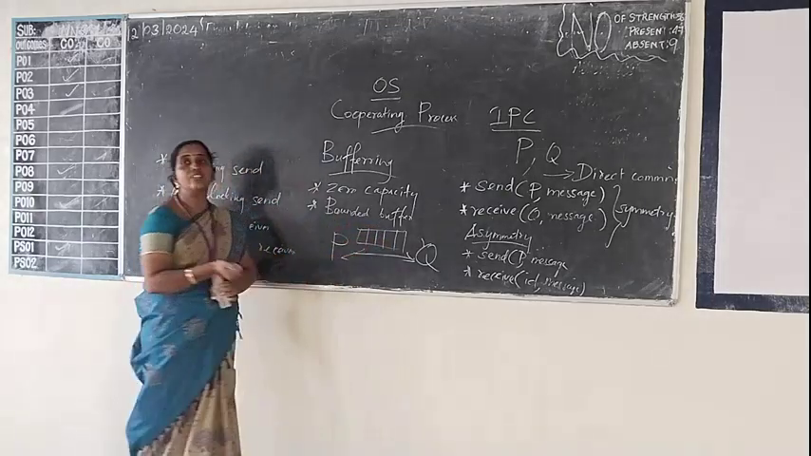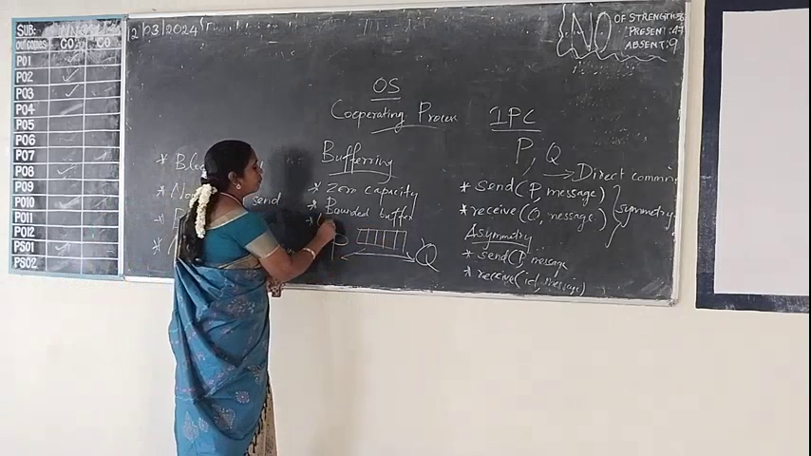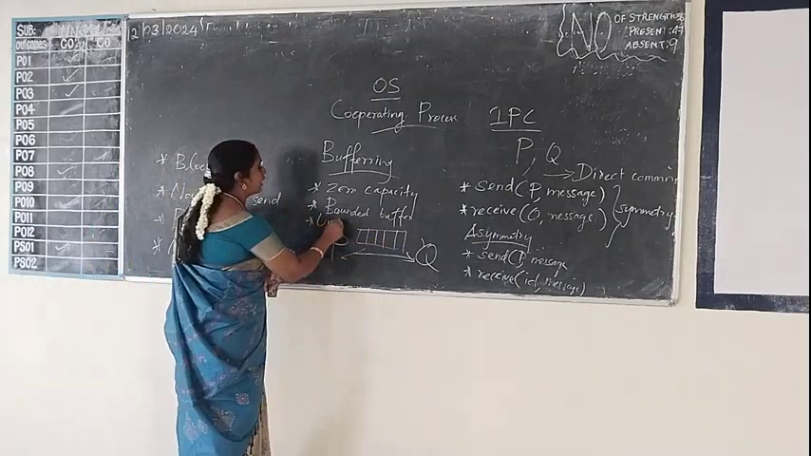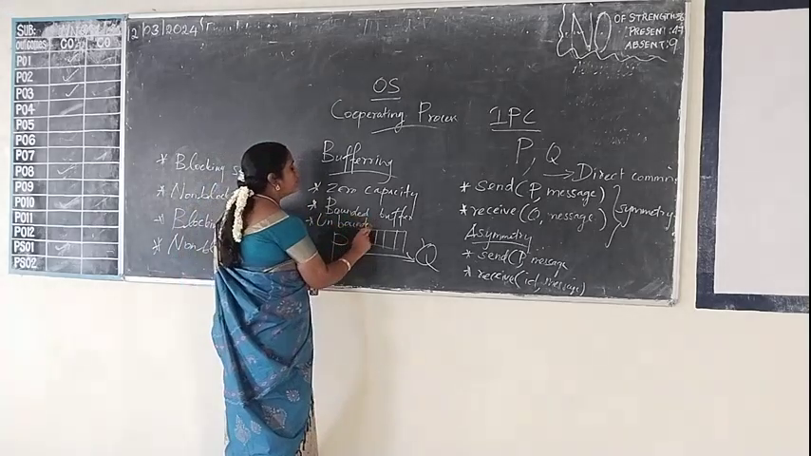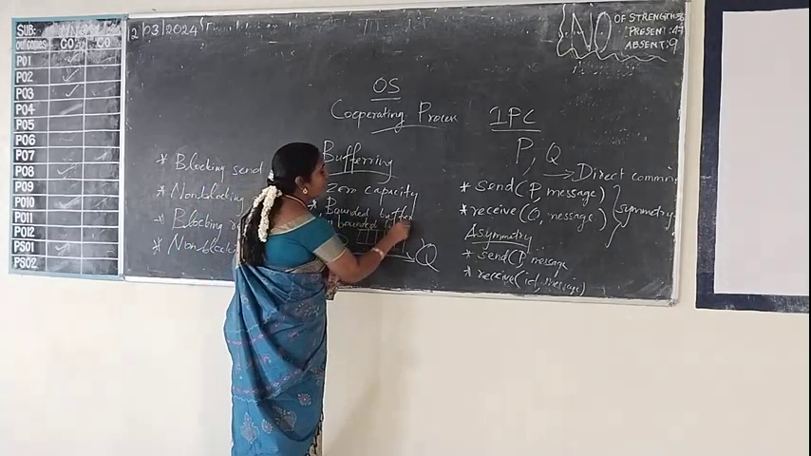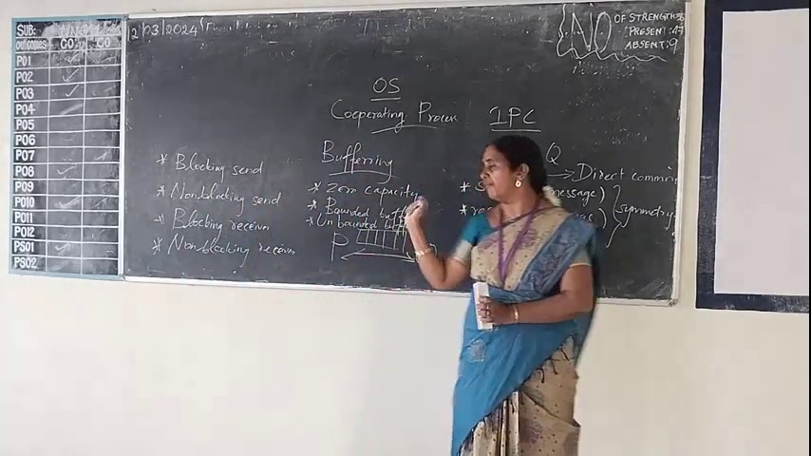The third category is unbounded buffer. In unbounded buffer, any number of messages can be sent by the sender. That is, the sender is always sending messages to the receiver. All the messages will be stored in the unbounded buffer.